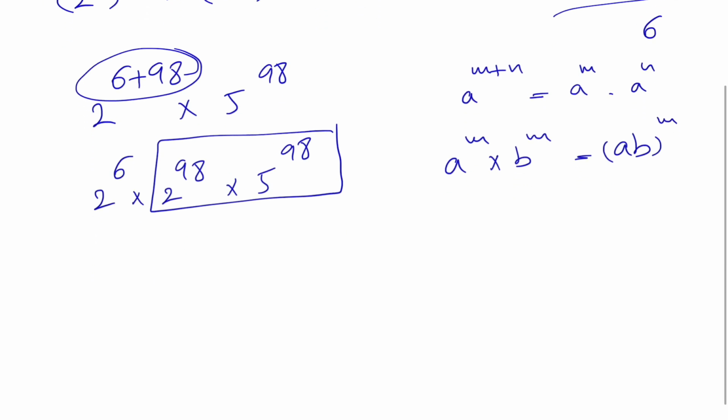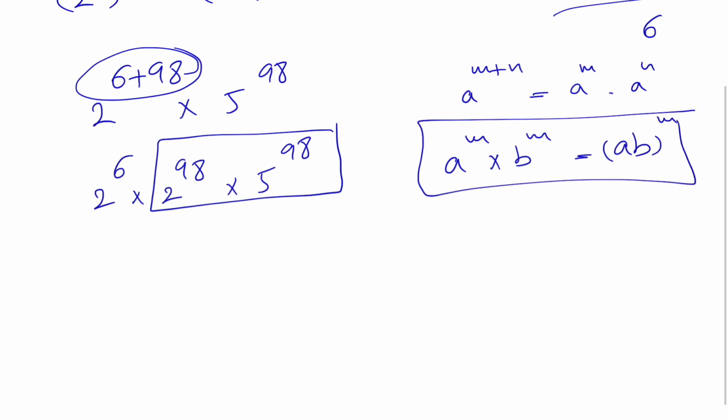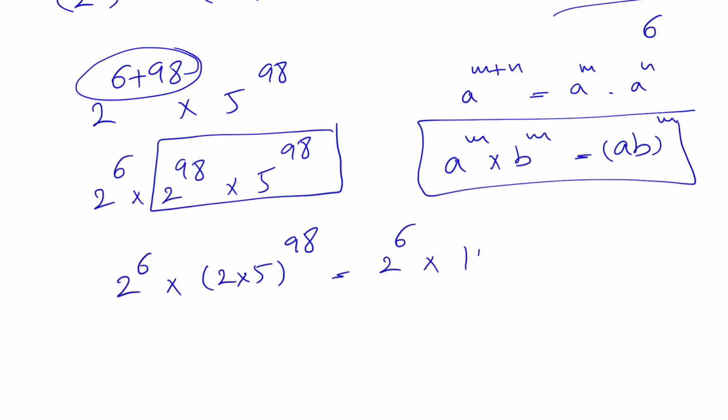And we're going to use this one in here too, so we'll have 2 to the power of 6 times 2 times 5 to the power of 98, and we'll have 2 to the power of 6 times, 2 times 5 is 10. So we have 2 to the 6 times 10 to the 98.